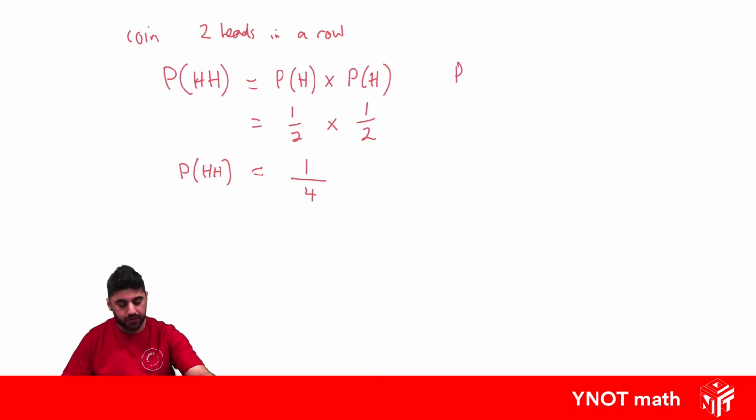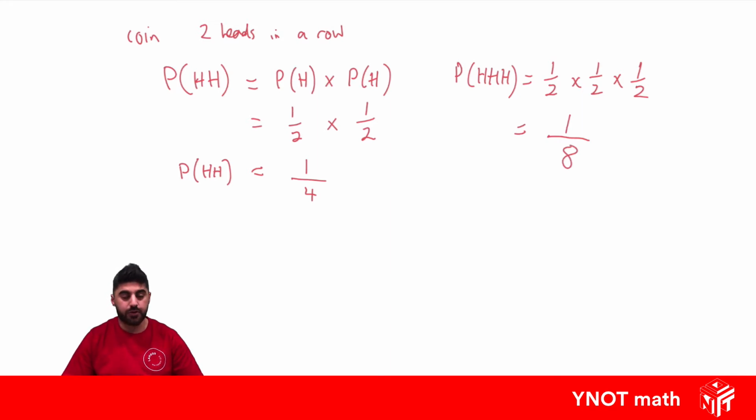What about three heads in a row? Well, the probability of getting the first head is a half, the probability of getting the second head is a half, and the probability of getting a third head is a half, and we just multiply all those together, so all the numerators times each other. 1 times 1 times 1 is 1, 2 times 2 times 2 is 8. So the probability of getting three heads in a row is 1 out of 8.